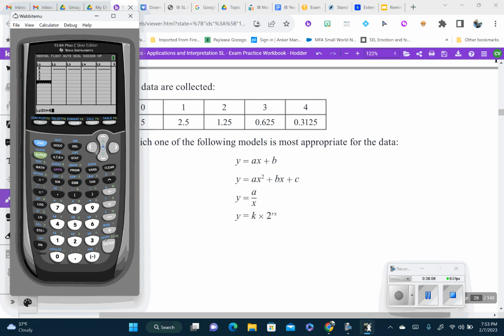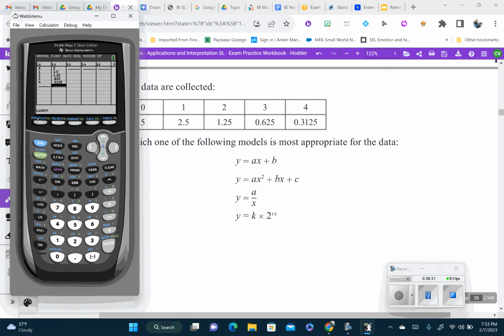And again, you should be doing this. Don't just watch me do this. Across from 0, I have the number 5. Across from 1, I have 2.5. I'm just putting these numbers in. 1.25, 0.625, 0.3125.